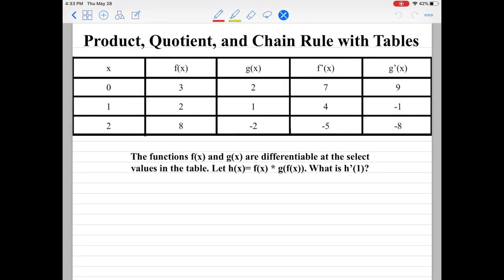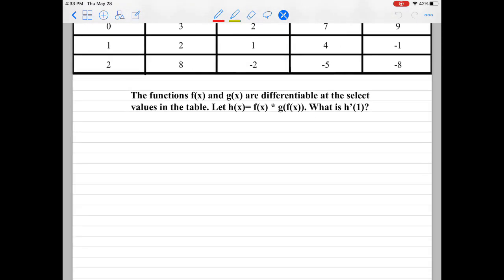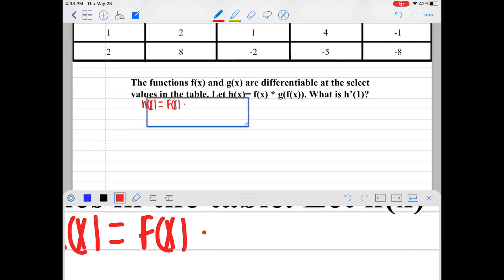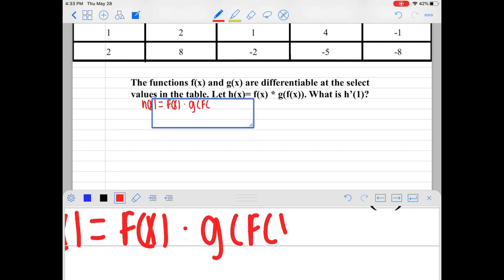Now this third example of a table problem utilizes both the product rule and the chain rule as shown. So the function is h of x is equal to f of x times g of f of x.